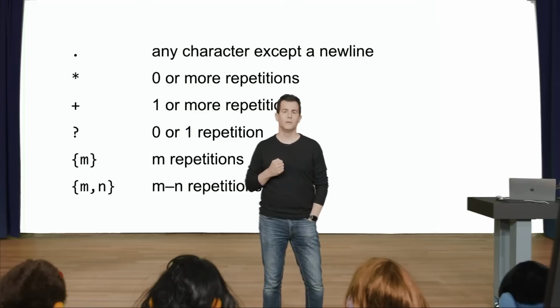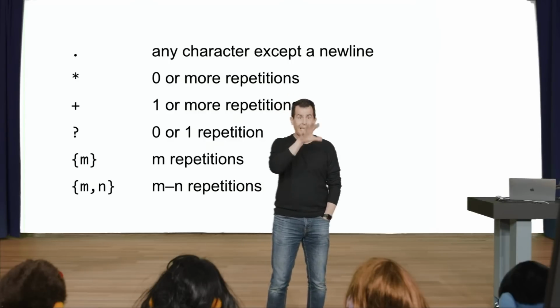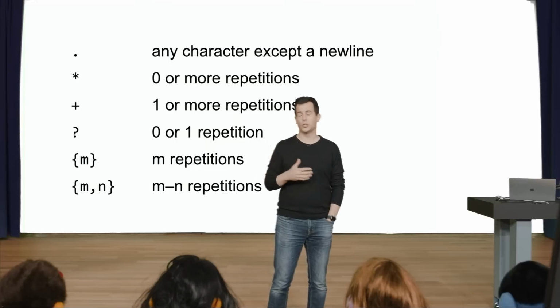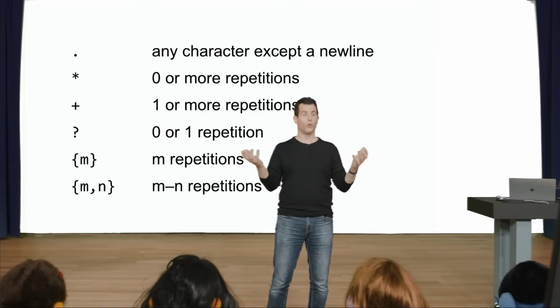Because you're using the star instead of the plus sign. Exactly. The star, again, means 0 or more repetitions. So re.search is perfectly happy to accept nothing after the @ sign, because that would be 0 repetitions.